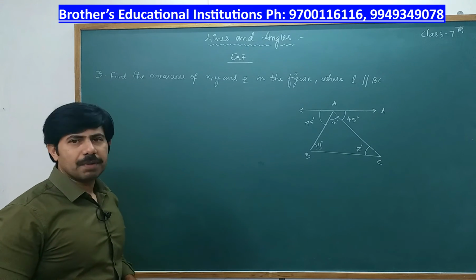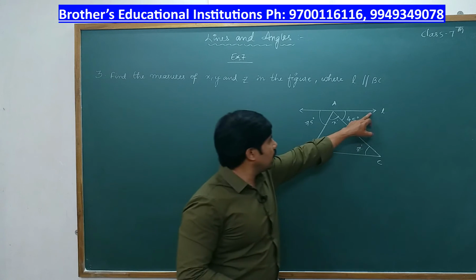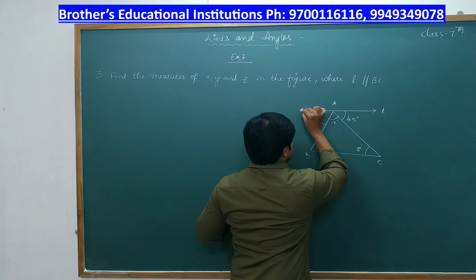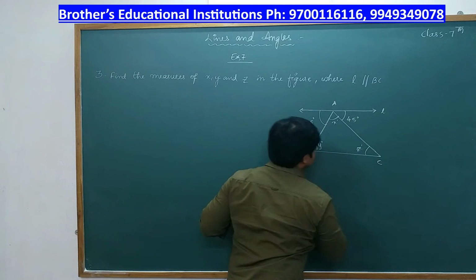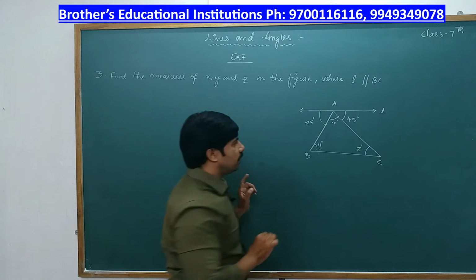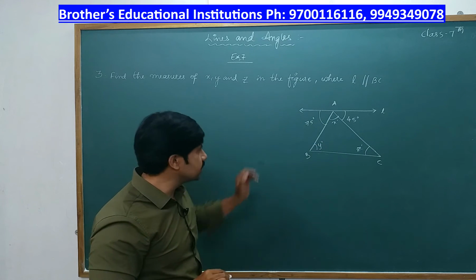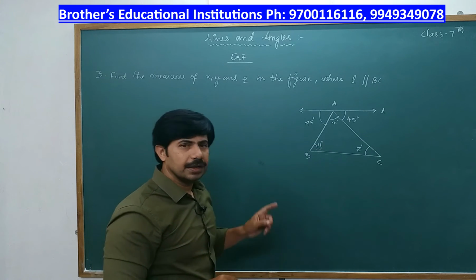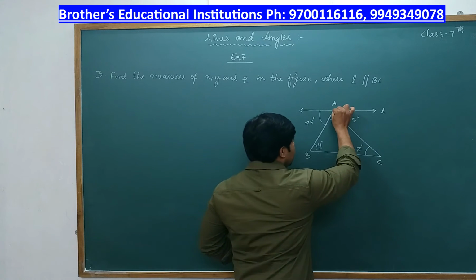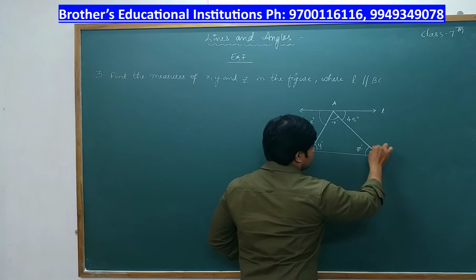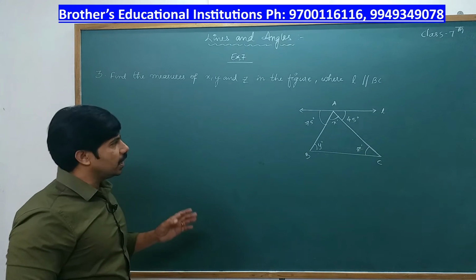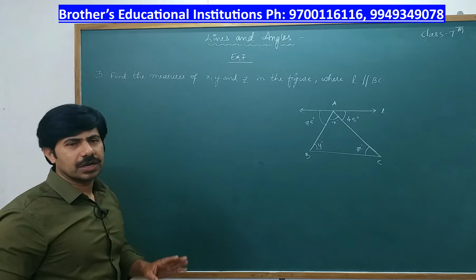So the next problem is, find the measure of angles x, y and z in the figure, given that L is parallel to BC. See, here this line L is parallel to BC. Then we say AB is a transversal. If L is parallel to BC, AB is a transversal, and we can also say, if L is parallel to BC, AC is also a transversal, right?